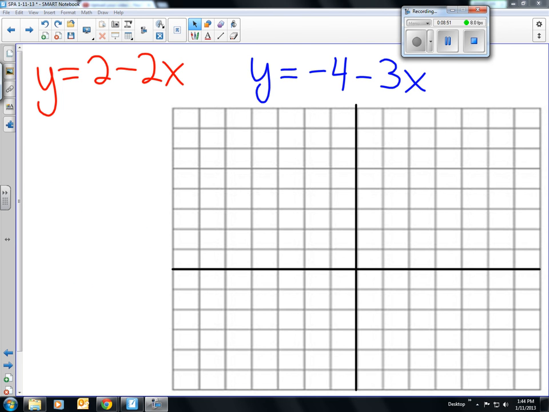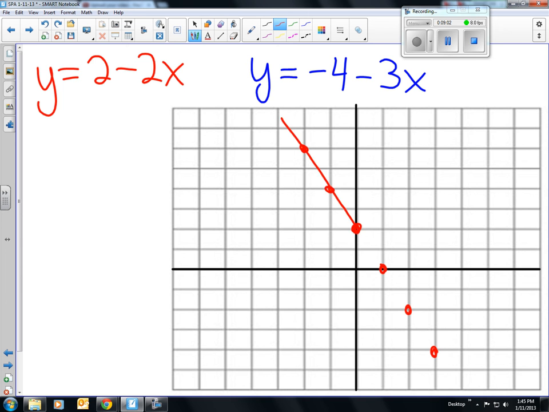So let's start with the red equation. We would start at positive 2 on the y-axis and then go down 2, right 1, down 2, right 1, down 2, right 1. Or you can go up 2, left 1, up 2, left 1. And that would be the graph of the red line. Then the blue, we would have negative 4 as our y-intercept. So we start there, and then we use a negative 3 slope. So you're going to go down 3, right 1. Or, in this case, since I'm kind of out of graph here, I'm going to go up 3, left 1, up 3, left 1, up 3, left 1.